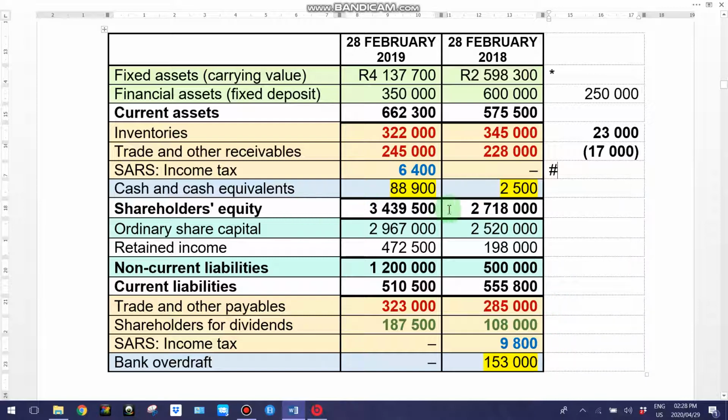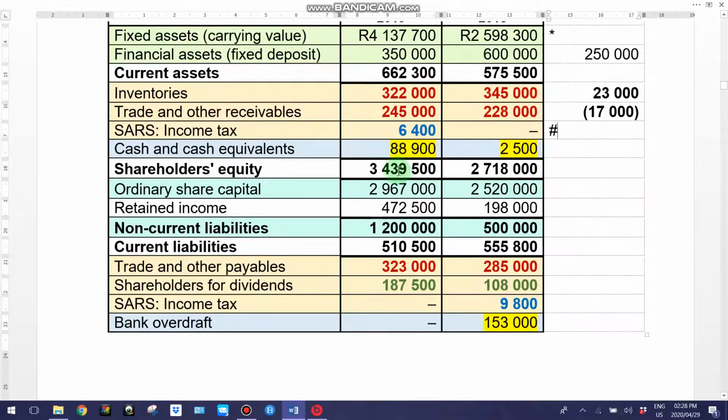Now looking at my shareholders' equity, I know I do not use shareholders' equity for my cash flow statement, but I'm interested in looking at the ordinary share capital. This was the opening balance and this is the closing balance. I need to know what caused this change.